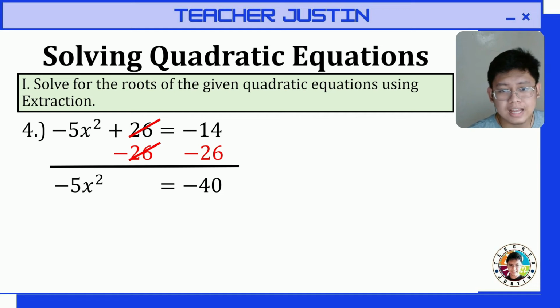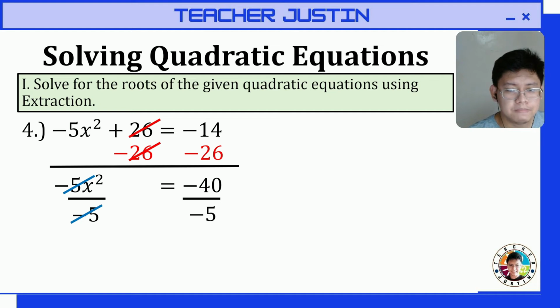Ang susunod natin gagawin is to remove the numerical coefficient of the variable x squared. So, tanggalin natin si negative 5 by dividing both sides by negative 5. Okay, so maka-cancel na si negative 5. It will give us x squared. Yung sa kabila naman, negative 40 divided by negative 5, that will give us 8.